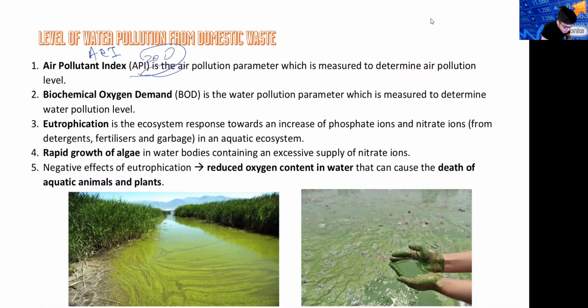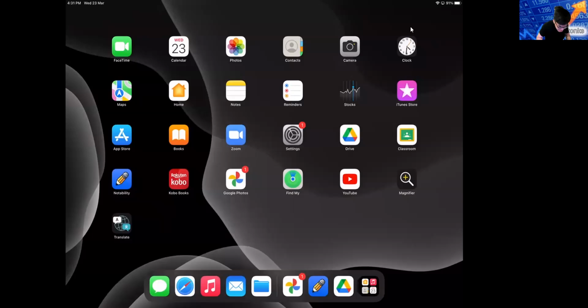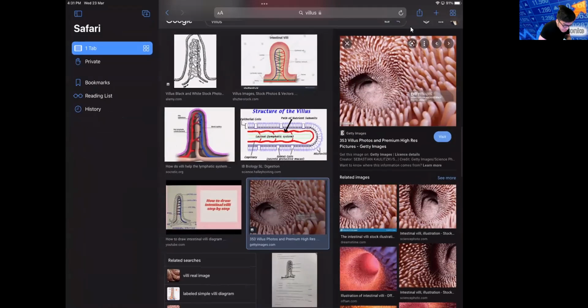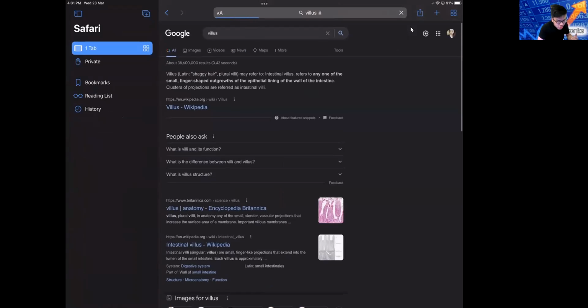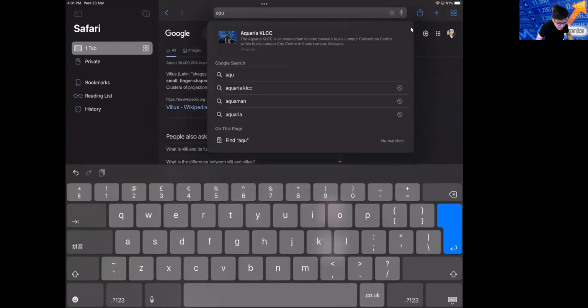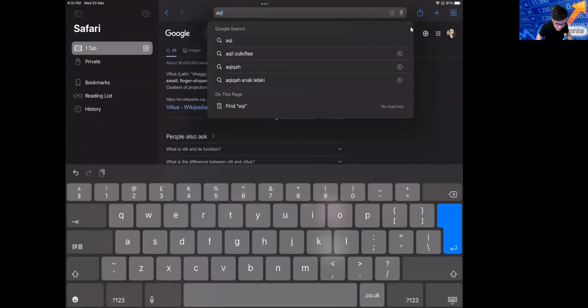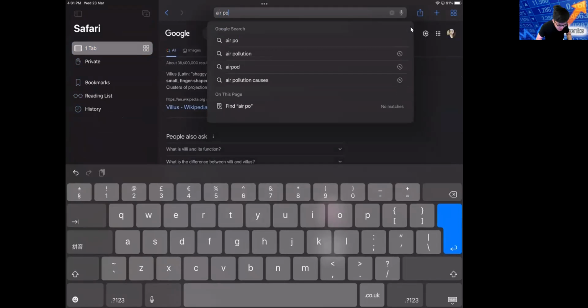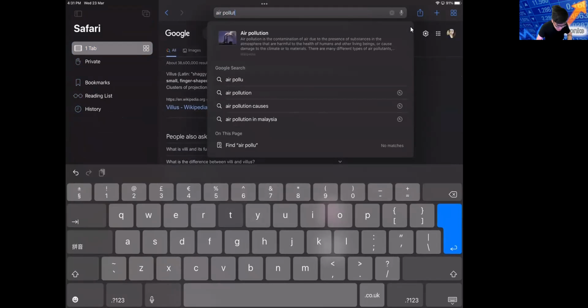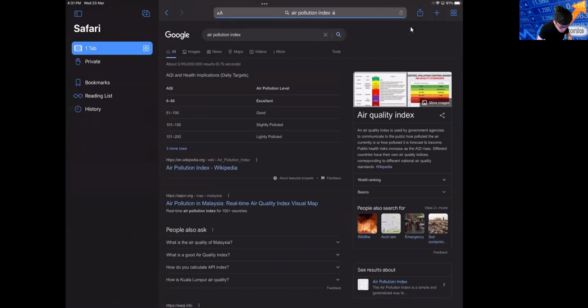Anyway, so this air pollution index is a parameter which measures or determines the air pollution level. This one you can go to our meteorological department. What is the meteorological department? That means in Mandarin it's called 气象局, the department that determines your weather. Your weather forecast. Your weather forecast every day, air pollution index. This one you can actually go to our map department.